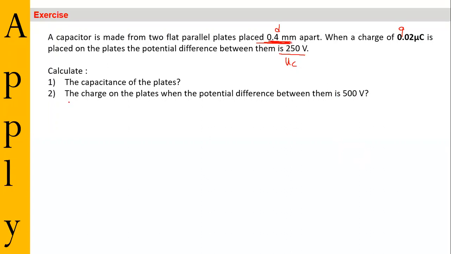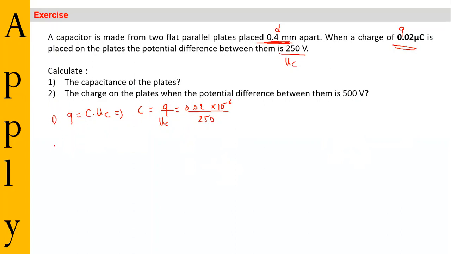In order to calculate the capacitance, we can directly say that, for part 1, Q is equal to C times U_C. And we have here the charge, and we also have the voltage. So this implies that C equals Q over U_C, which is equal to 0.02 times 10 to the power minus 6 over 250, and then we'll obtain the capacitance.